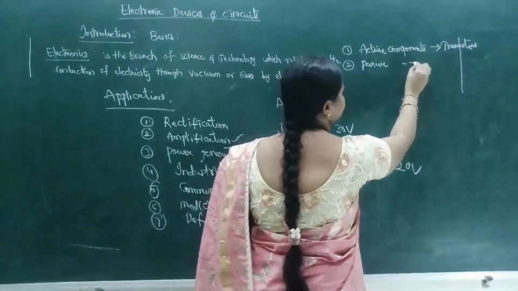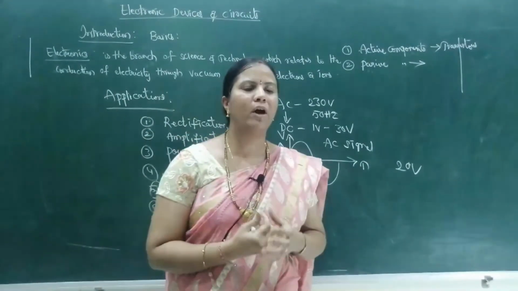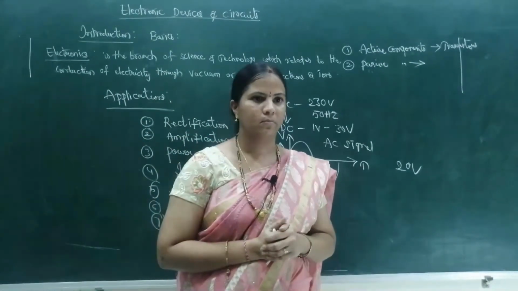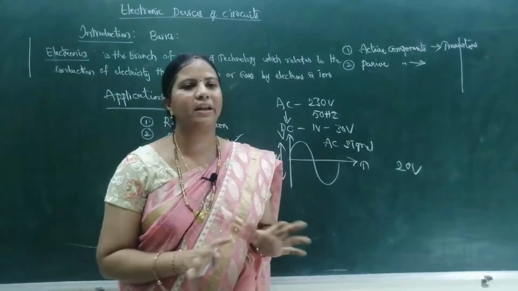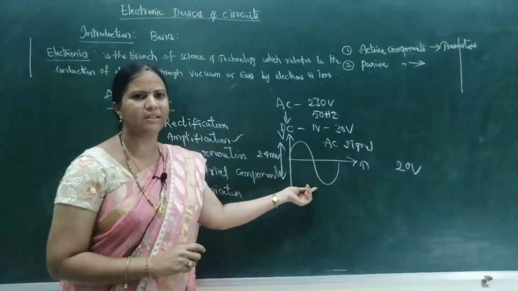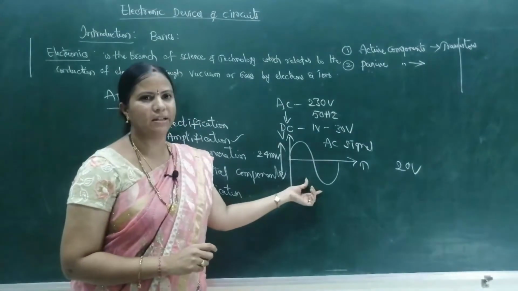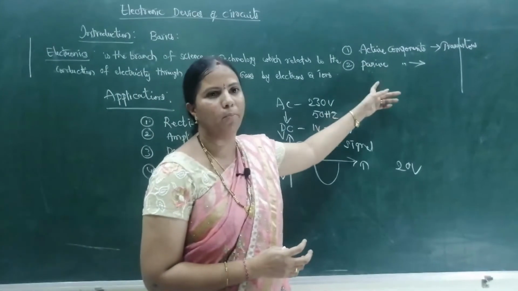Next, passive components are the elements which are not capable of amplifying the electrical signal. So by using the passive components we will not amplify the electrical signal. This is the electrical signal; an AC signal is some kind of electrical signal. We will not amplify the electrical signal by using the passive components.